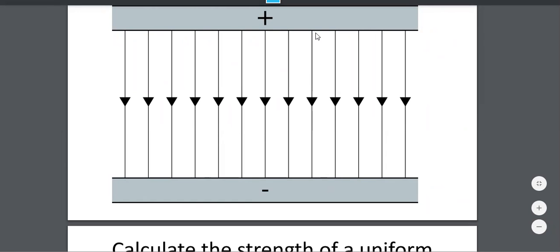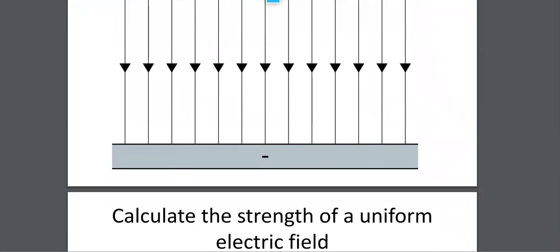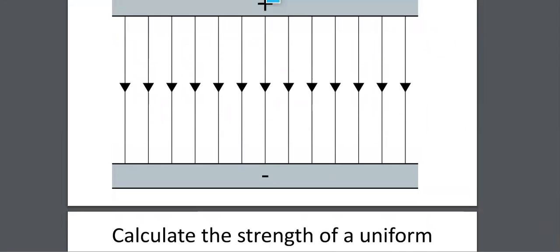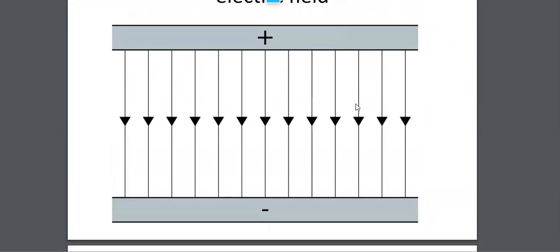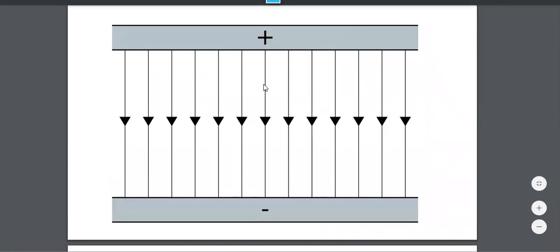Kind of what we were doing with our Van de Graaff generator on Friday. So, field lines between a parallel plate capacitor: it should make sense that the field points down, because a proton would be repelled by the positive plate and attracted to the negative plate.